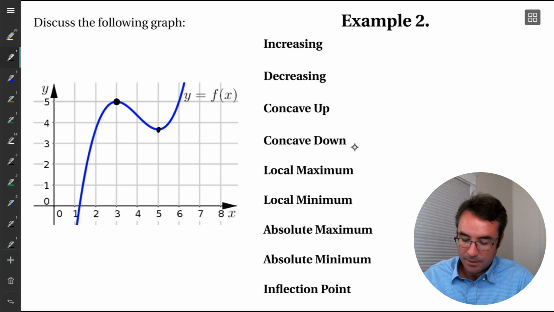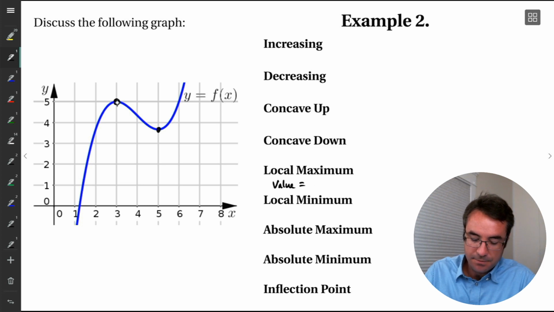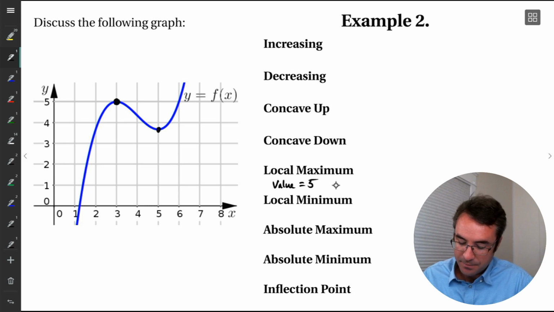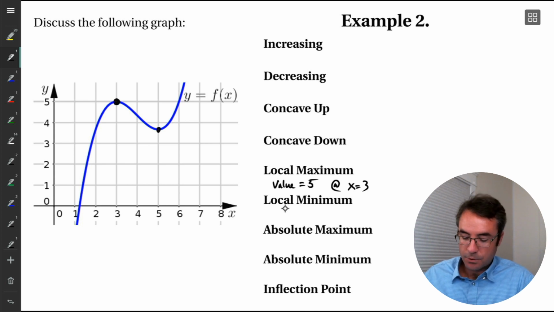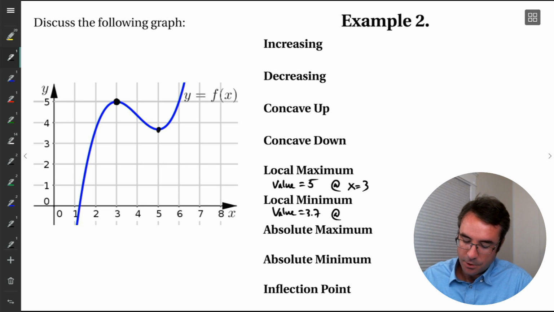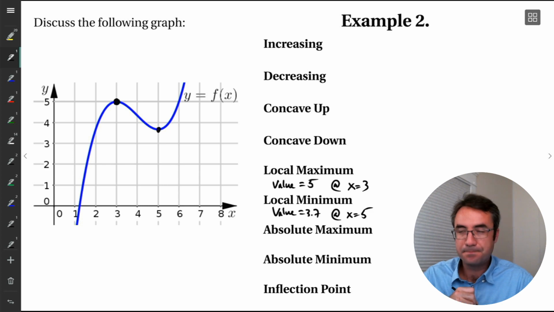So we have a local max. What is this point? The y value is 5. So the local max value is 5, and it occurs at x equals 3. All right, so that's our local max. Our local min occurs at x equals 5, and the value looks to be, we're kind of estimating here, maybe like 3.7. And it occurs at x equals 5.